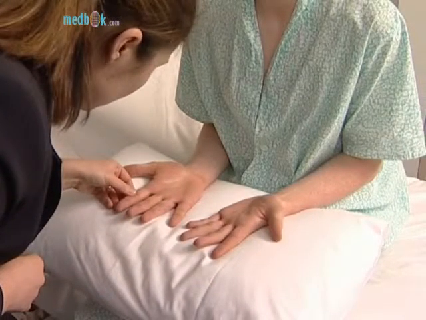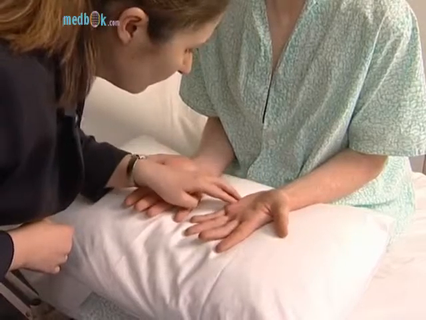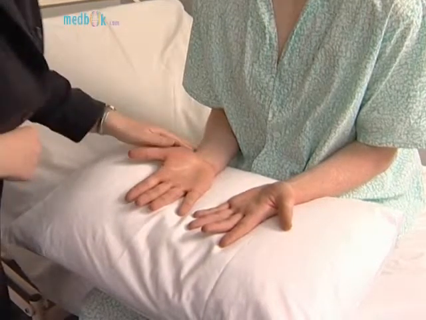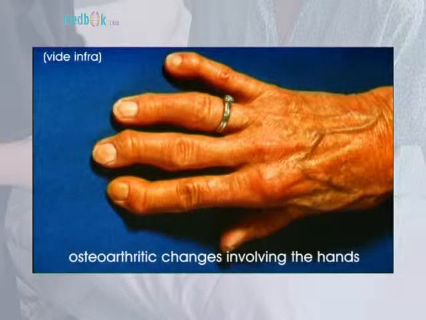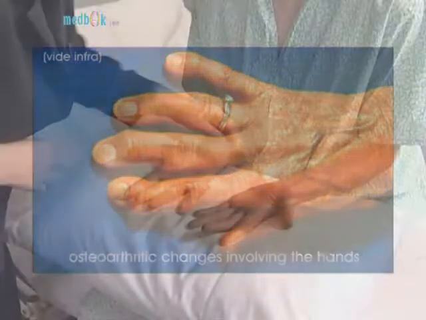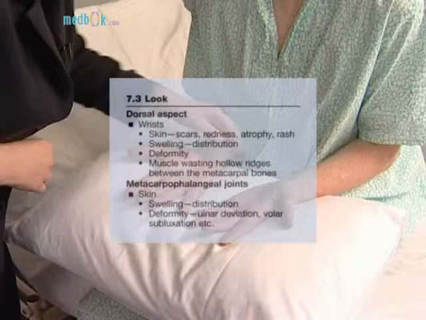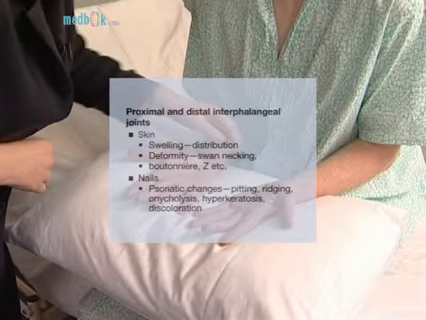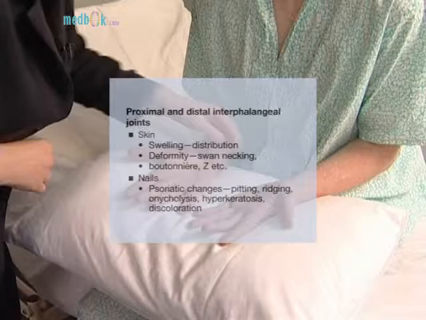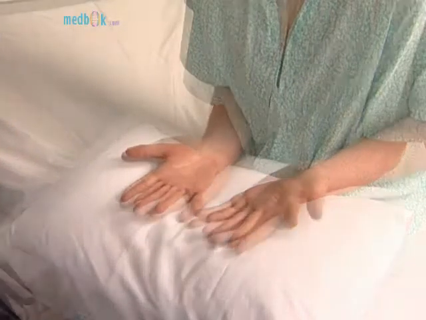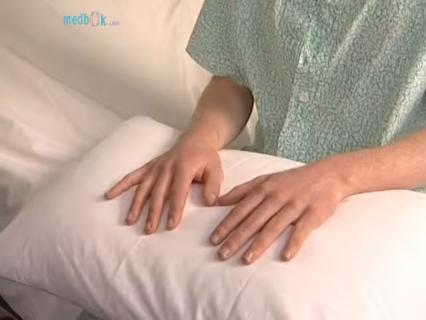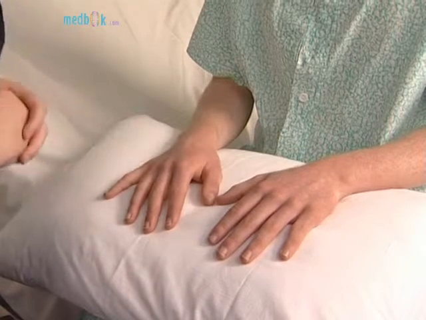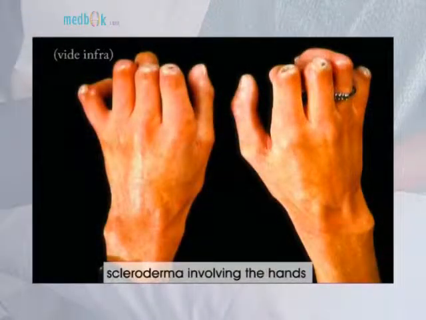Look for the typical changes of osteoarthritis, bony swellings at the base of the distal interphalangeal joints, Heberden's nodes. Before beginning to feel the joints, ask if they are painful or sore anywhere. Do you have any pain in your hands or your wrists? Feel the skin for the tethering that occurs in patients with scleroderma.